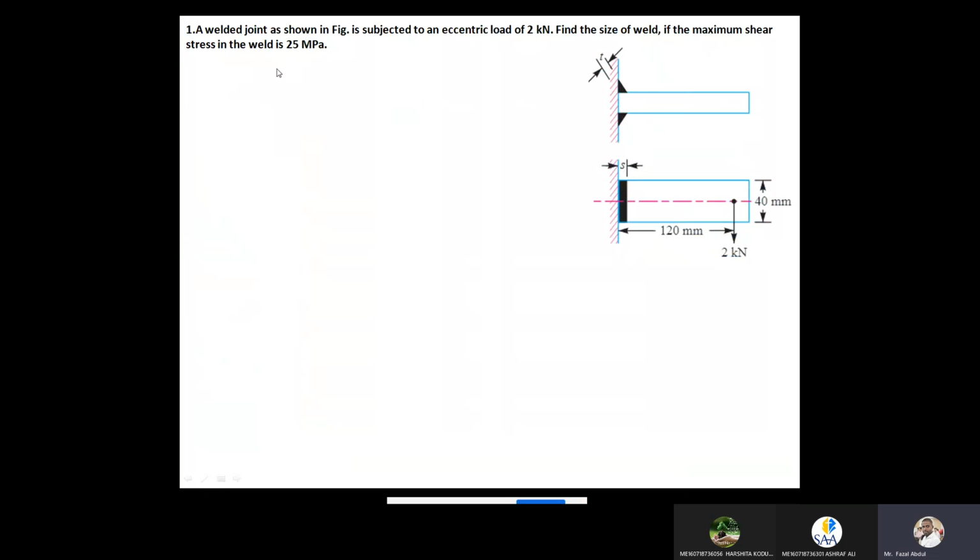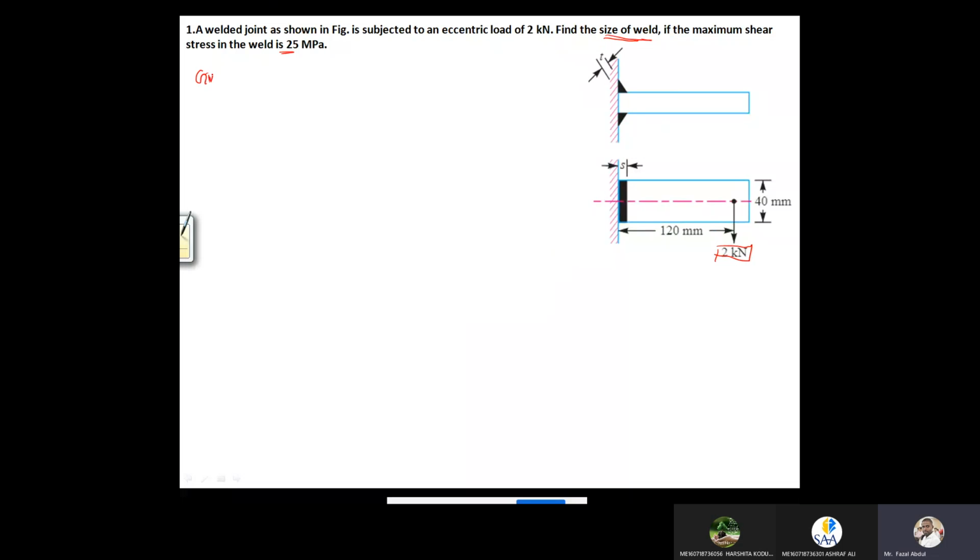So the topic about design of welded joints under eccentric loading condition we discussed in the last class. Based on that, we are going to discuss a few problems today. Here a welded joint is shown in the figure, subjected to an eccentric load of 2 kilonewtons. Find the size of the weld if the maximum shear stress is 25 megapascal.